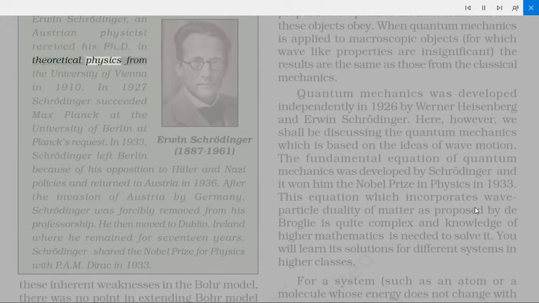Erwin Schrödinger, 1887 to 1961, an Austrian physicist, received his PhD in theoretical physics from the University of Vienna in 1910. In 1927, Schrödinger succeeded Max Planck at the University of Berlin at Planck's request. In 1933, Schrödinger left Berlin because of his opposition to Hitler and Nazi policies and returned to Austria in 1936. After the invasion of Austria by Germany, Schrödinger was forcibly removed from his professorship. He then moved to Dublin, Ireland, where he remained for 17 years. Schrödinger shared the Nobel Prize for Physics with P.A.M. Dirac in 1933.